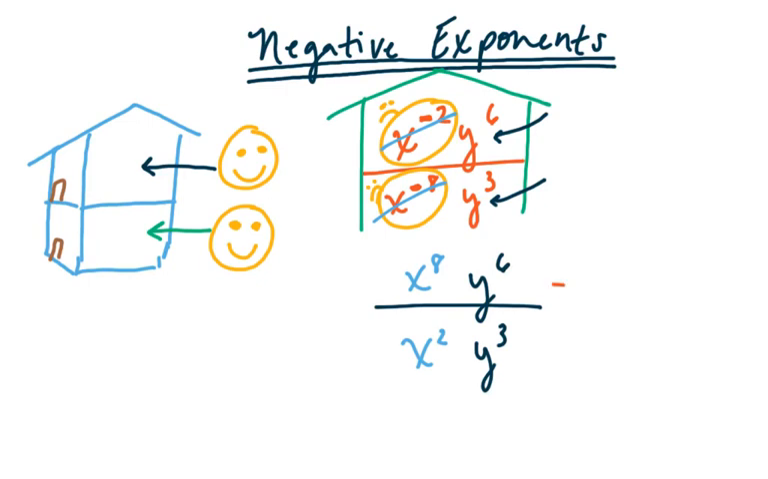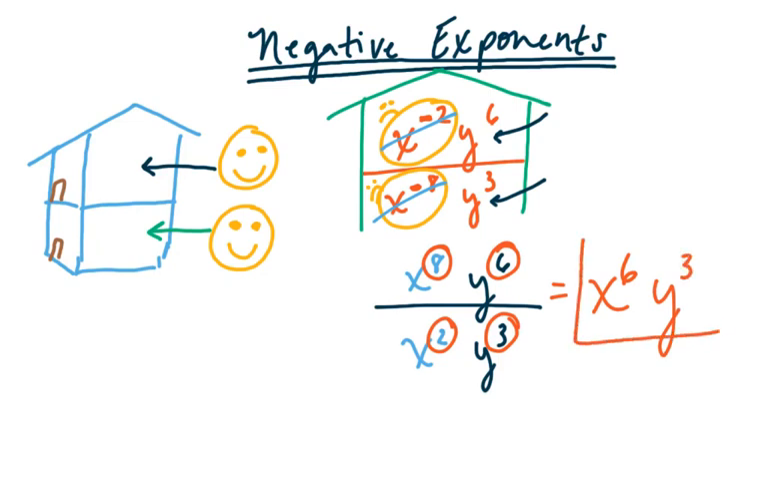Now I can simplify it. What you learned in the last video is that when exponents are stacked, you subtract. So that's x to the sixth. Again, exponents are stacked, so you subtract. So that's y to the third. And this is our final answer.